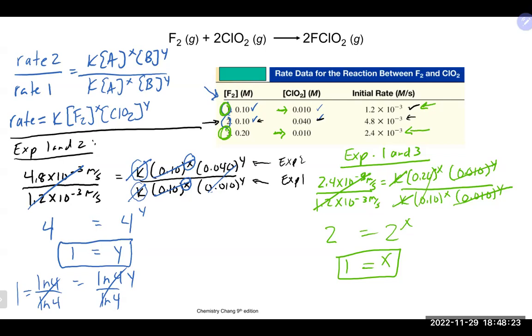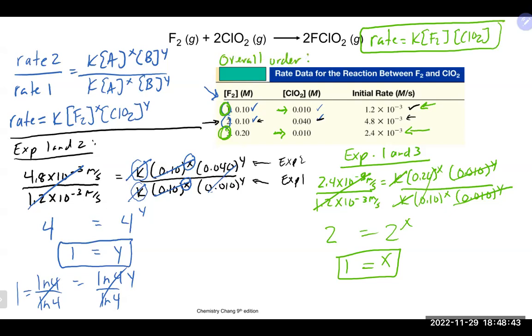We now have the orders, so we can write the completed rate law, which means the rate would equal K times F2 times ClO2. The overall order of this reaction is found by taking both of the orders and adding them together. So that is 1 plus 1 equals second order reaction. To find the overall order of the reaction, we just add our orders together.